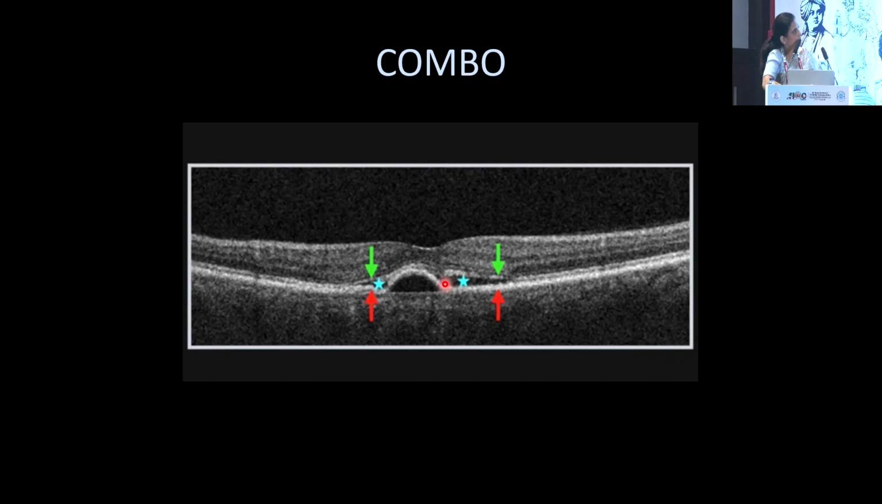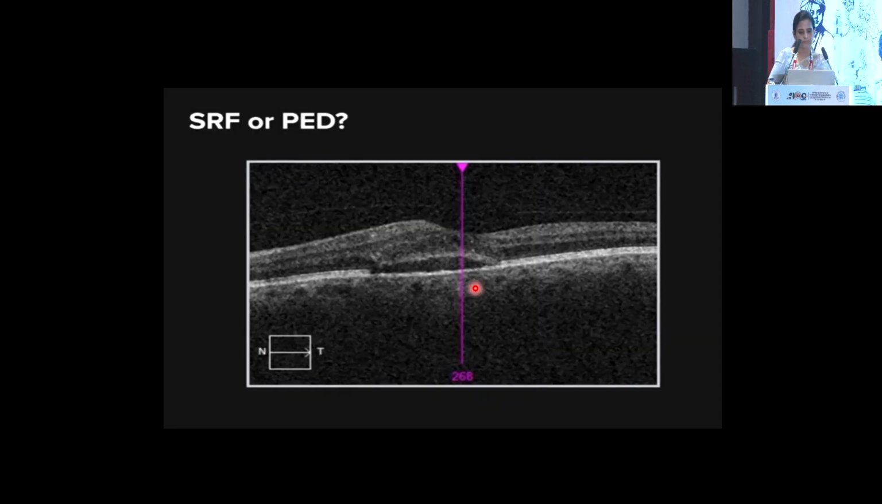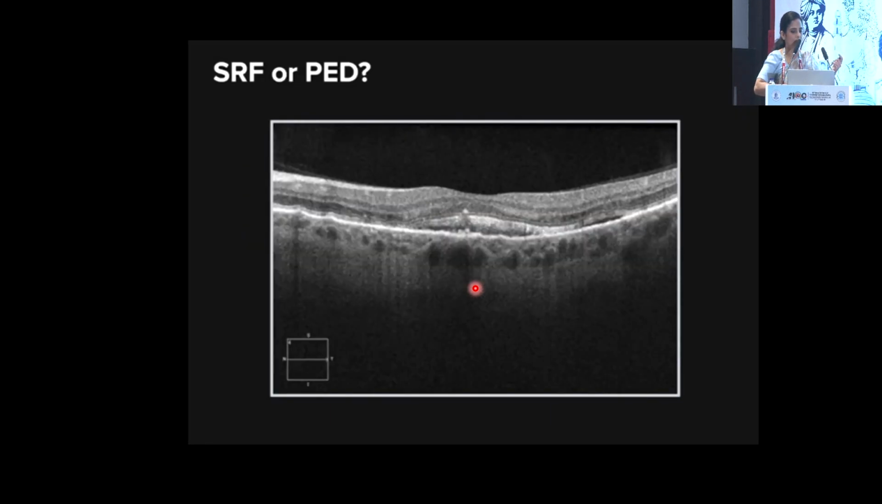This is a combination. You see the pigment epithelial detachment here. The pigment epithelial layer is elevated. Also there is fluid below this ellipsoid zone. So it's a combination. So what is this? Subretinal fluid or PED? Subretinal. So you can see that the RPE layer is intact, and you can see that that's the subretinal fluid there.